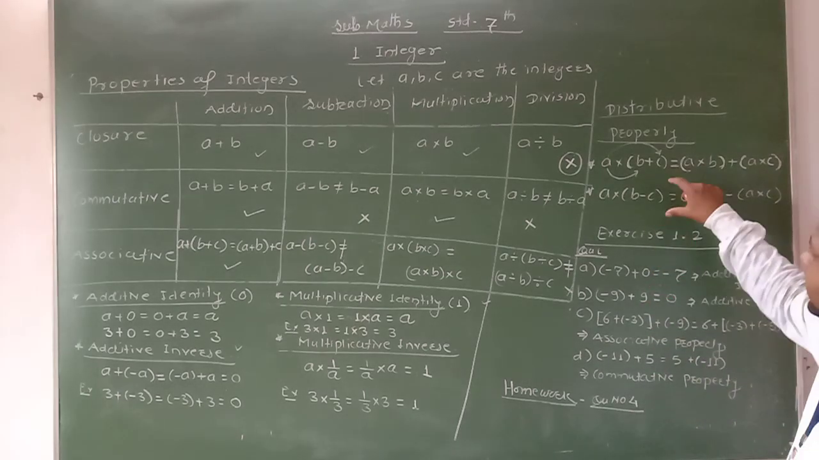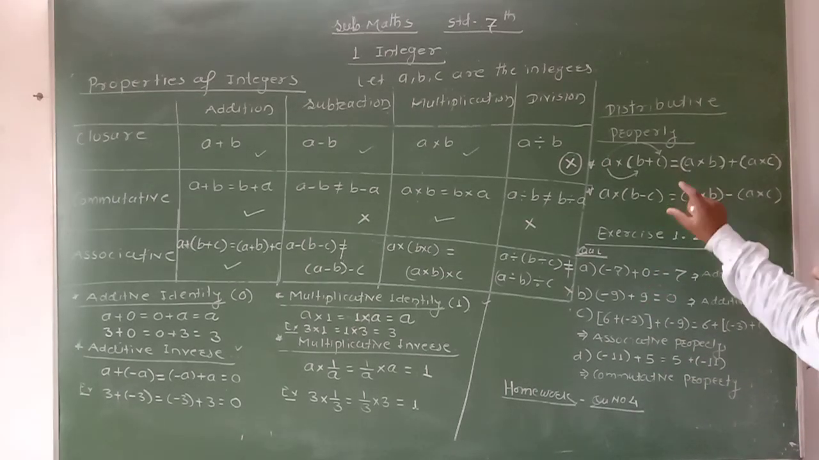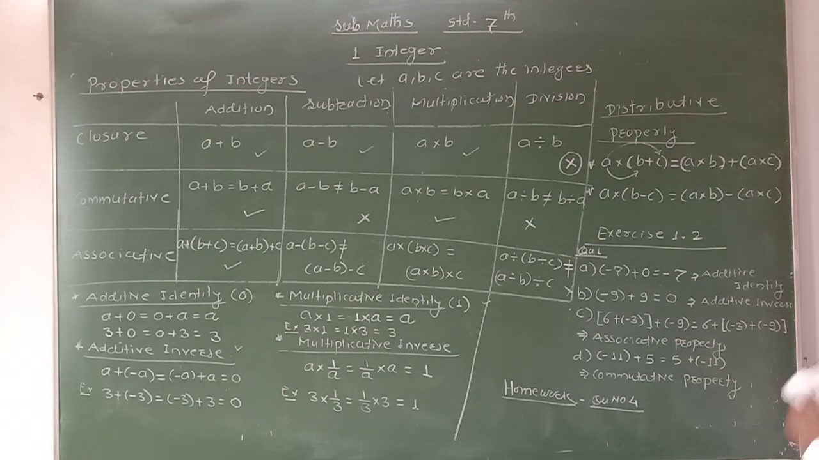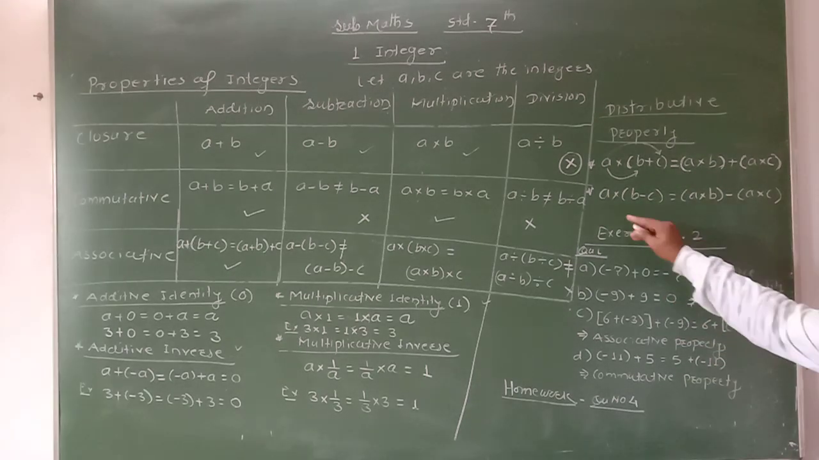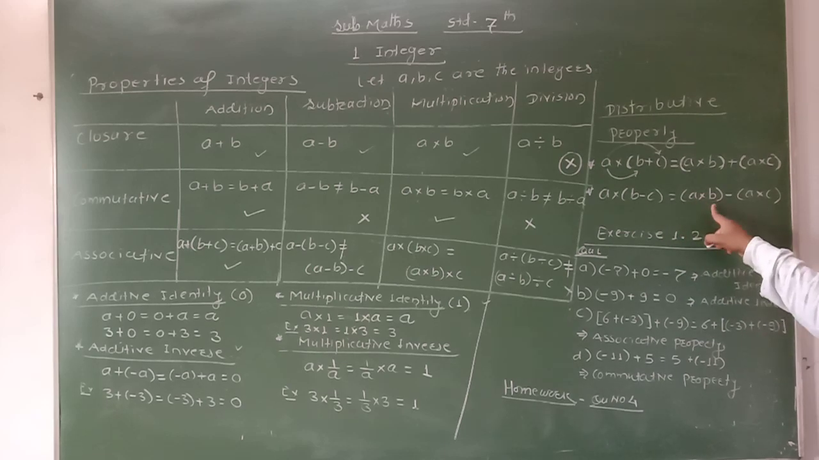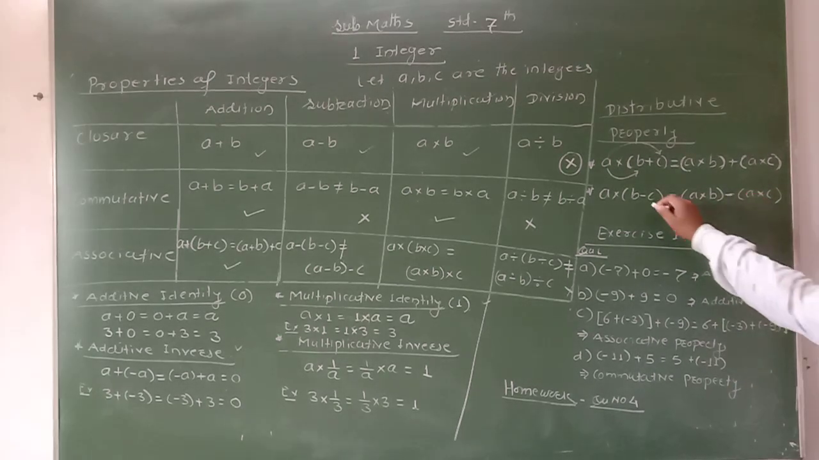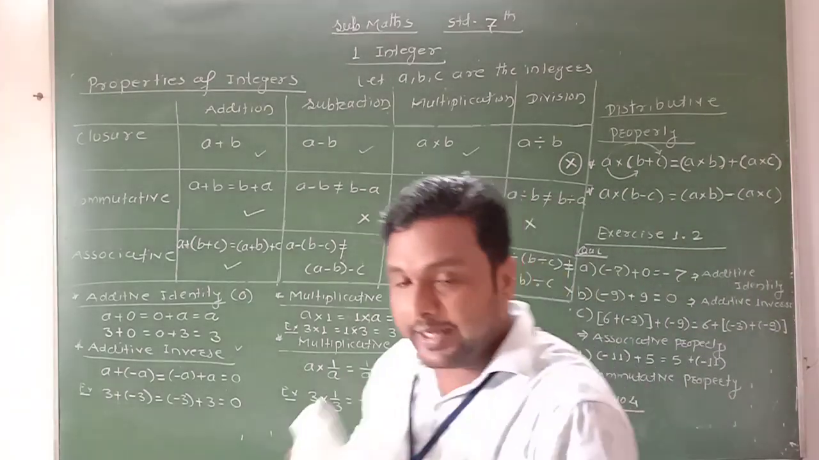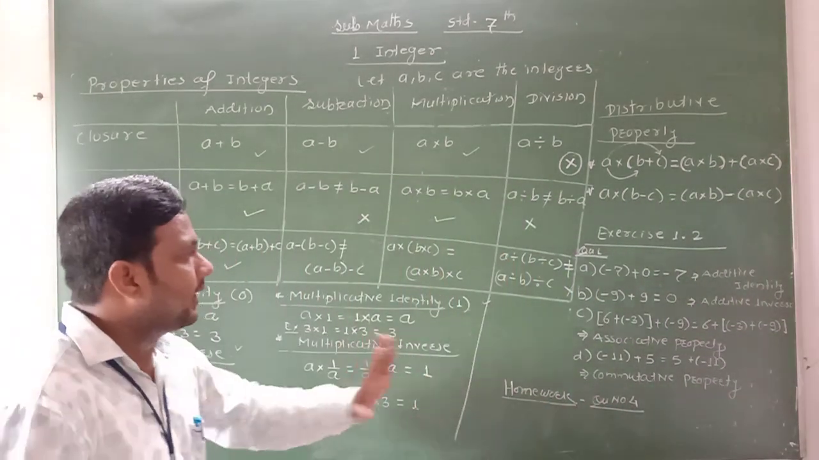And next is the distributive property for the subtraction. Same, a into, in bracket, b minus c is equal to what? In first bracket we have to do the multiplication of a into b, and then the minus sign, and then in second bracket you have to multiply a into c. This is the distributive property for the addition and the subtraction of the integer.